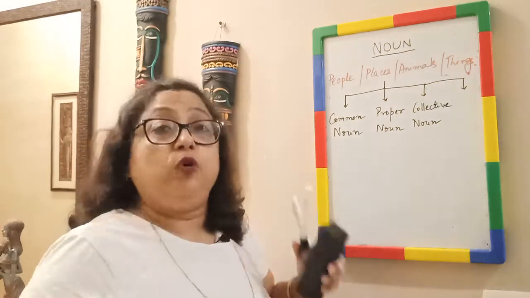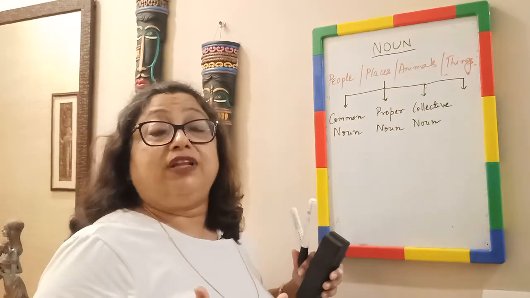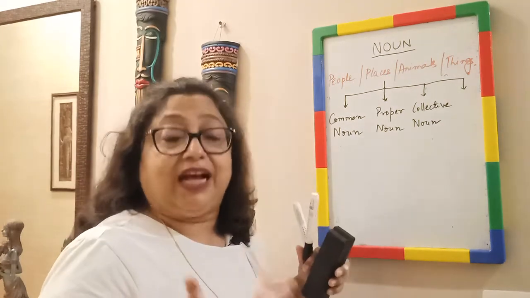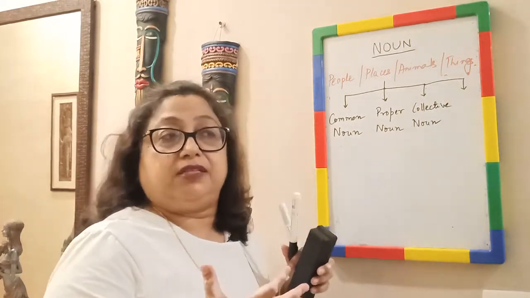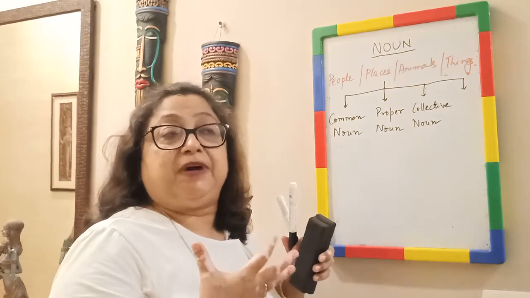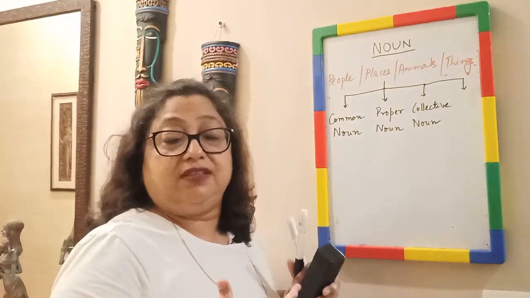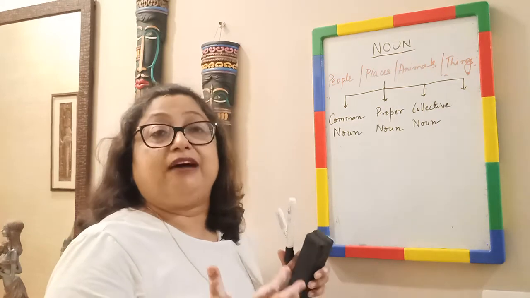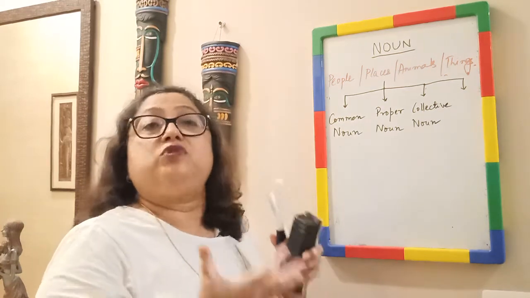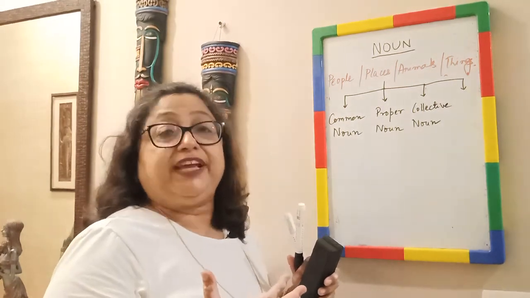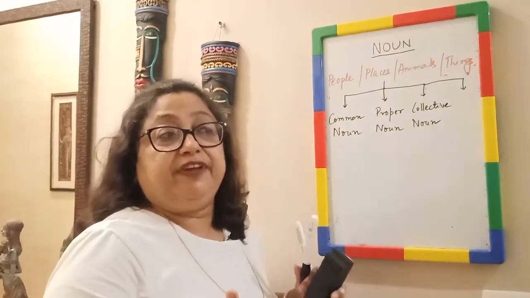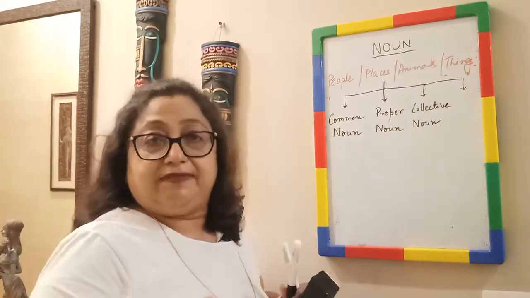And there is another group of noun that we cannot see or touch. Suppose your mother loves you very much. Mother is a person who loves us the most in this world. So, love of mother. Can you see the love? No, we cannot touch it, but we can feel it. We can feel how much our mother loves us.